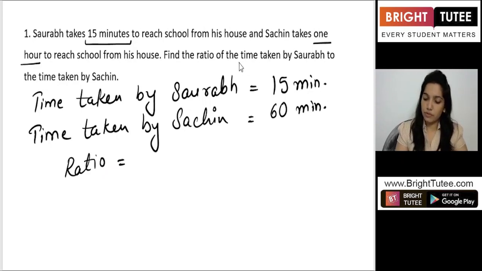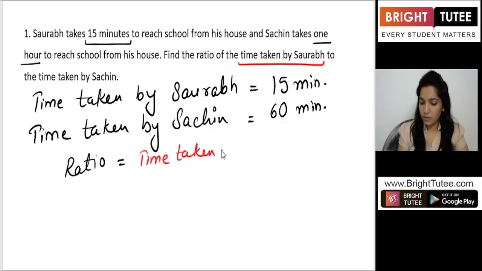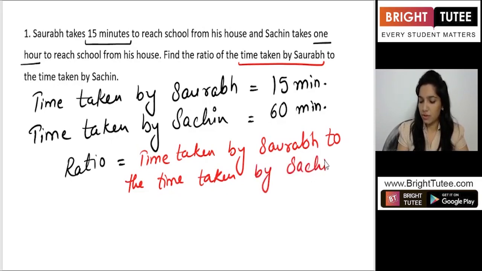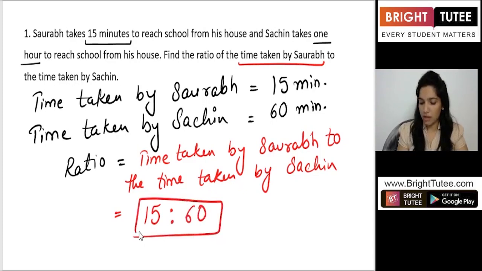Now we need to find the ratio, and what ratio is required here? It is the ratio of the time taken by Saurabh to the time taken by Sachin, right? So let us write it. What is the time taken by Saurabh? It is 15 minutes. So 15 is to 60 is the answer.